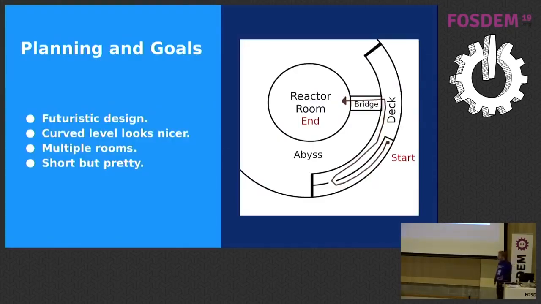So, we started planning it. The idea was that it should look really nice. It should have a futuristic design because it's very trendy to make futuristic style. Most artists want to do this nowadays. 10 years ago, it was medieval, and now it's futuristic. We wanted to make it curved because something that looks very amateur in 3D is when you make all square levels that are all blocky. So we wanted to make something really pretty, which is curved, which is way more professional looking.